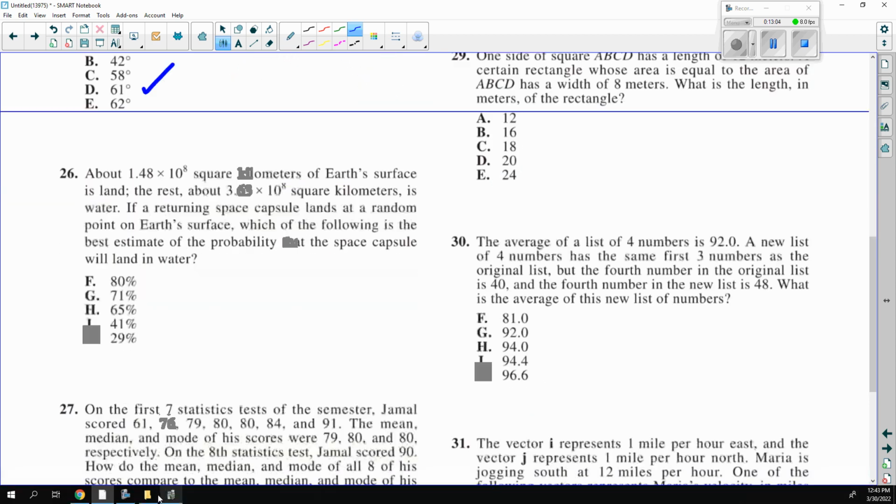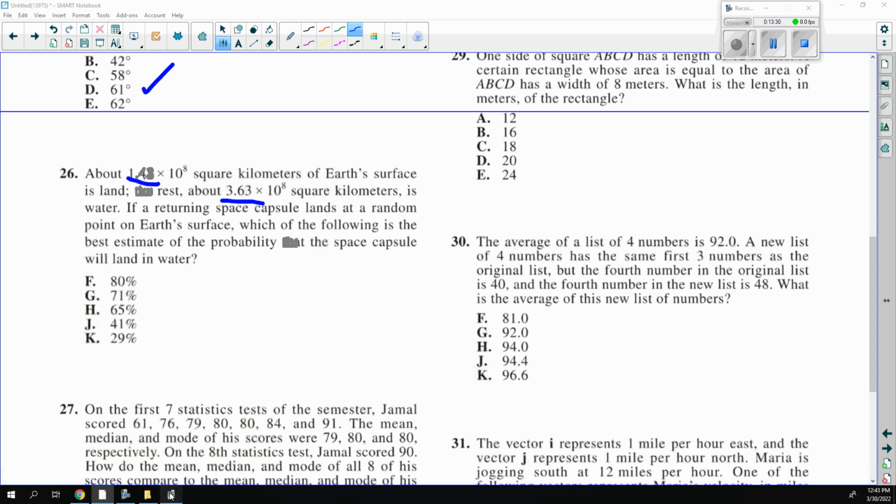This is just a ratio, and you put the Alaska over, I'm sorry, wrong test. Which of the following would land in water? So what you've got to do is they don't tell you how much water is, so you subtract these two.